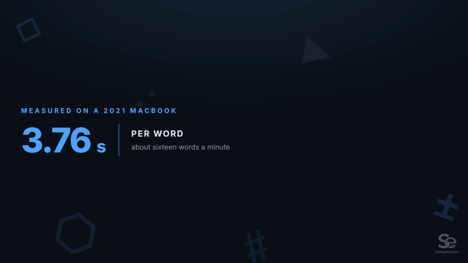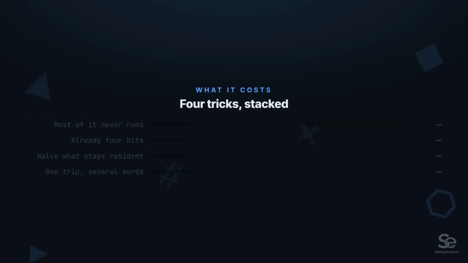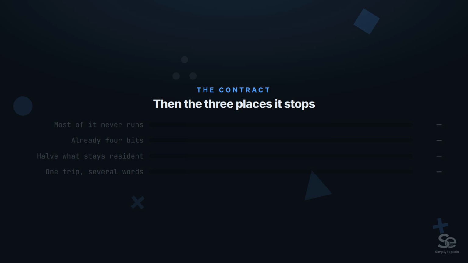You could type faster. So this is what it costs to run the largest open model on Earth, on hardware a person can own. 4 tricks, most of the model never runs. It was already 4 bits when you downloaded it. Half of what does run gets shrunk again. And a smaller model guesses ahead, so 1 trip delivers several words. Then the 3 places this stops working.